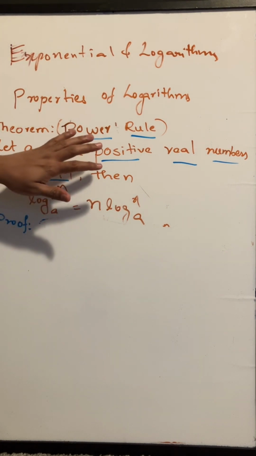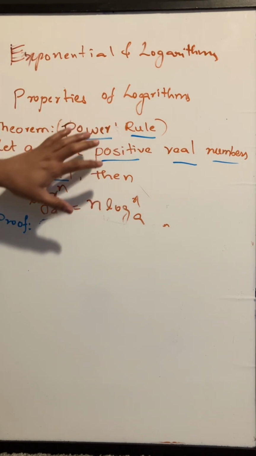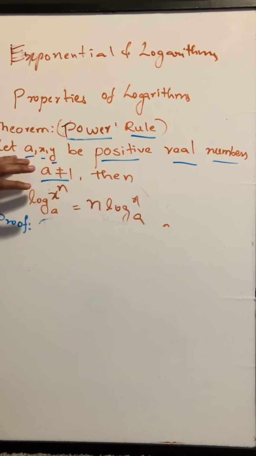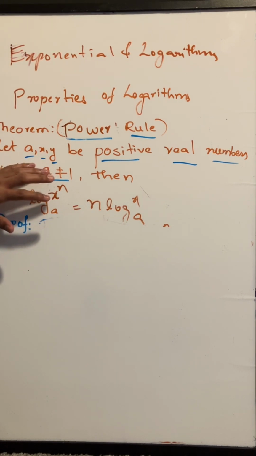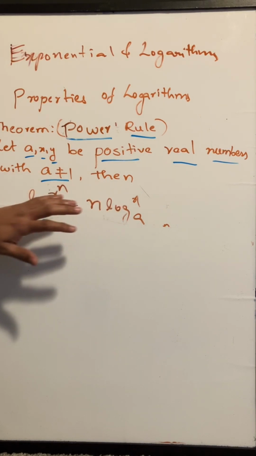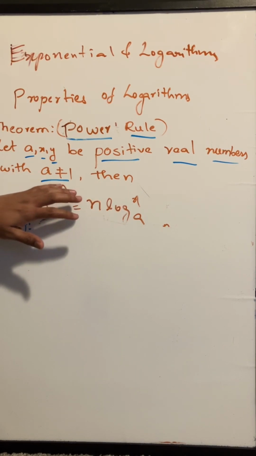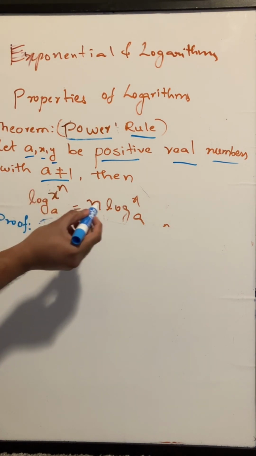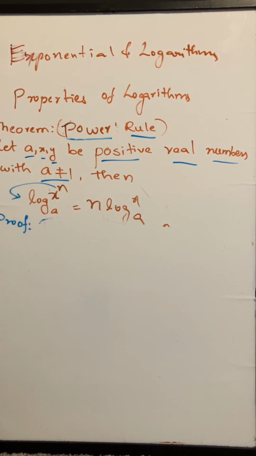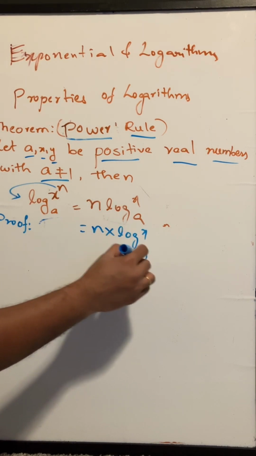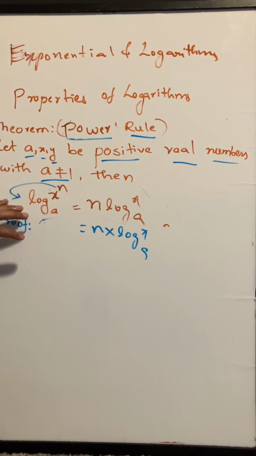Let's read the power rule. I just erased a few words here and made this statement. So, theorem, power rule. What is it? The same thing, these conditions never change. Let a, x, y be positive real numbers with a not equal to 1. Then log of x to the power of n base a is equal to n log x base a. If you observe closely, n came here as a product. So we became n multiplied by log x base a. The power n came here. That is what we are trying to do.